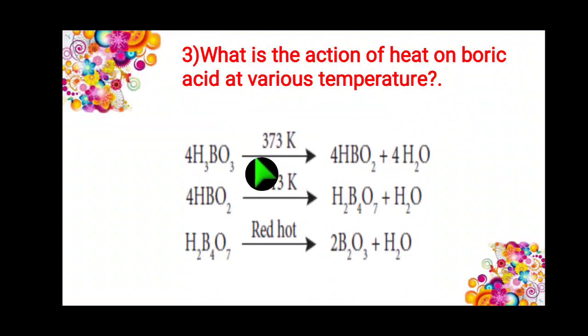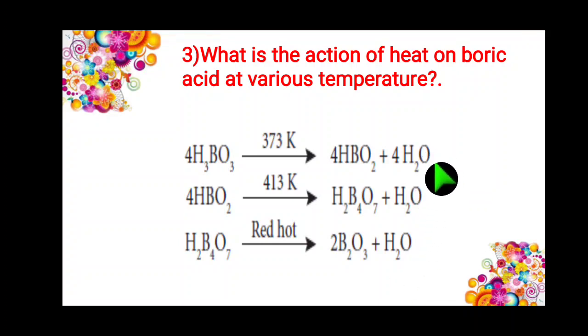First you write the boric acid at 373 Kelvin, it gives metaboric acid, HBO2, and water. And from metaboric acid, again on heating to 413 Kelvin, it gives tetraboric acid, H2B4O7, plus water. The tetraboric acid, on heating to red hot condition, gives boron trioxide.